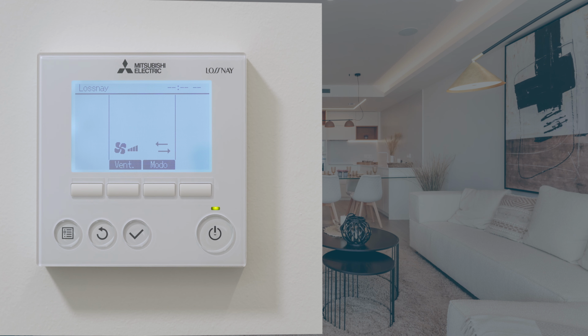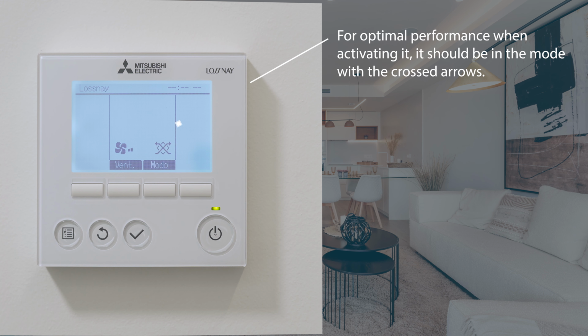This device is used for the ventilation operation of the residence. The ventilation system will work correctly if, when it is turned on, all doors are open, allowing it to effectively remove humidity. We can manually set the power to the desired level. For optimal performance when activating it, it should be in the mode with the crossed arrows.